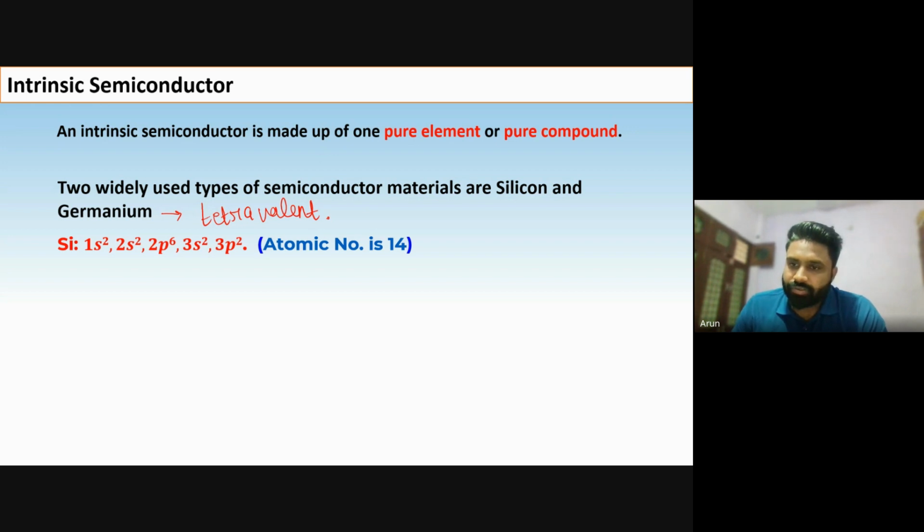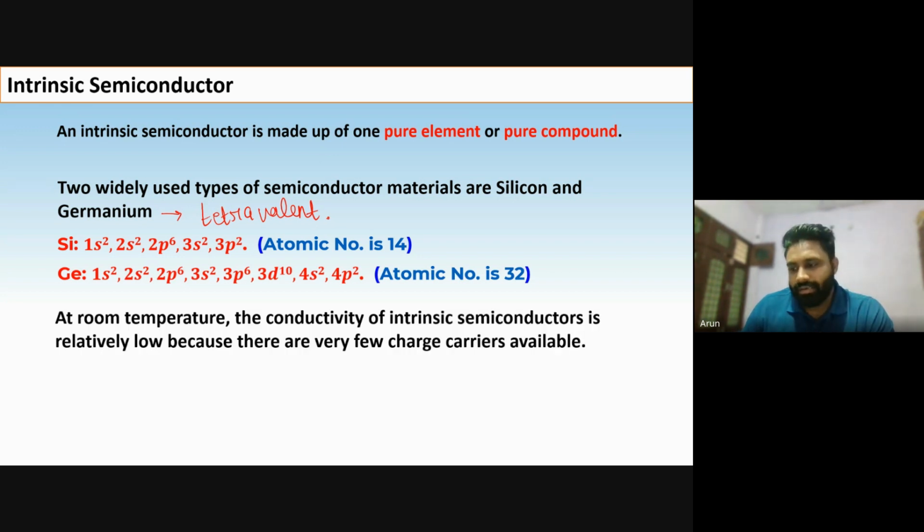So the naturally found semiconductors on Earth are silicon and germanium basically. These are simple elements because they consist of only one element, like silicon and germanium. Other than that, we also get some compounds like cadmium sulfide or anthracene. These can also be termed semiconductors, but they are not made up of a pure element. They are pure compounds.